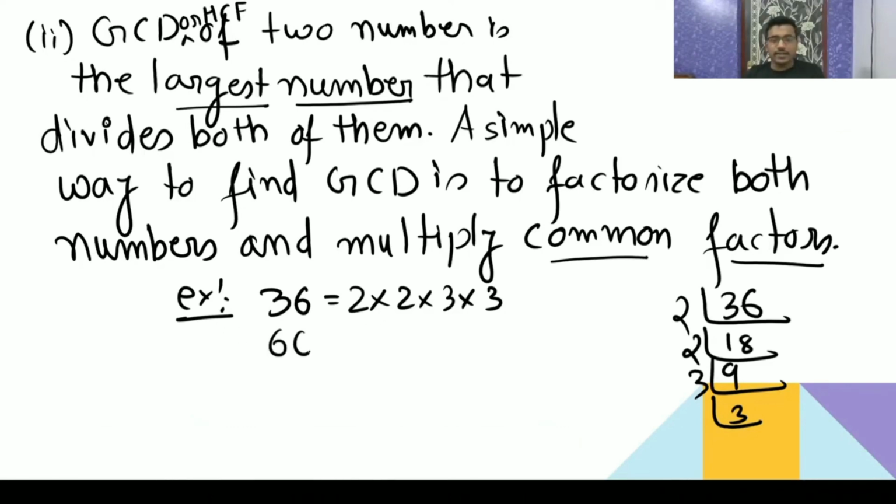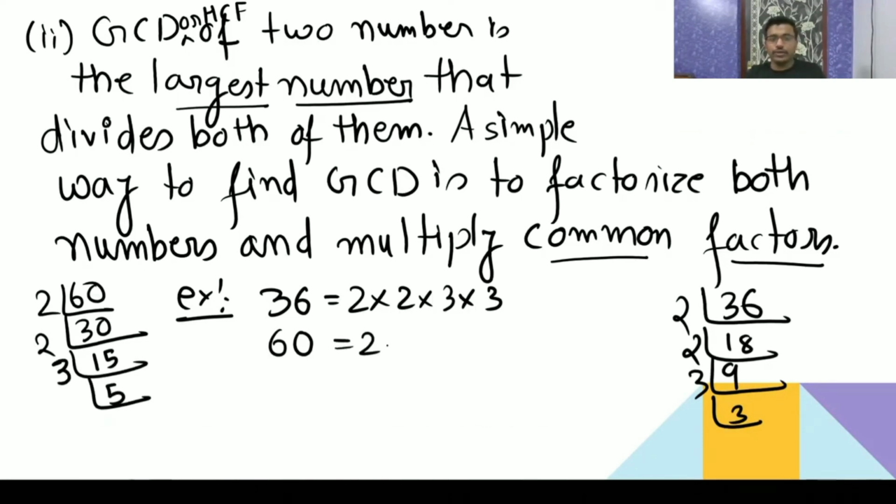Then 60. You need to find the factors of 60. 60 divided by 2, you get 30. Divided by 2, you get 15. Divided by 3, you get 5. So it is going to be 2 into 2 into 3 into 5. Now take the common factors. Here you got 2, here you got 2, here you got 3.